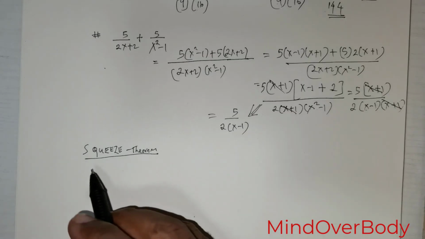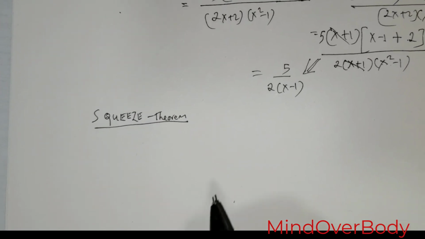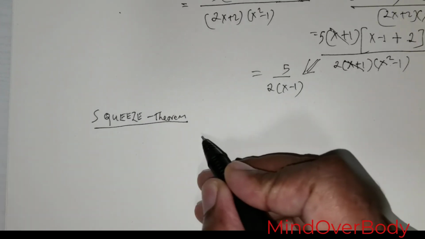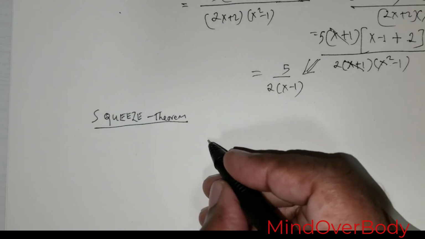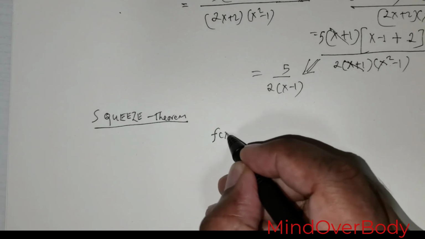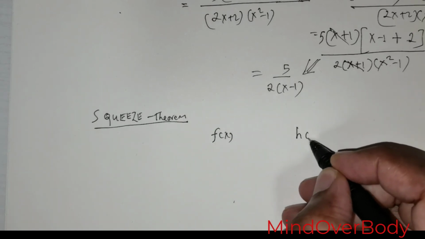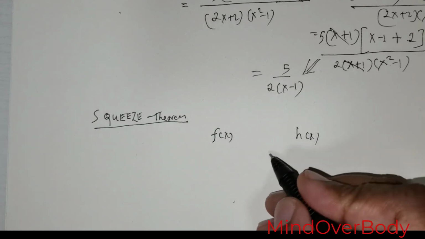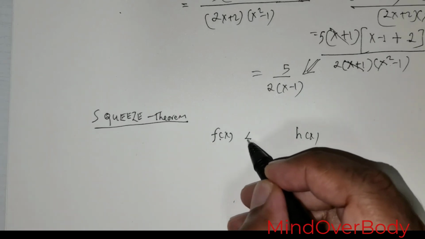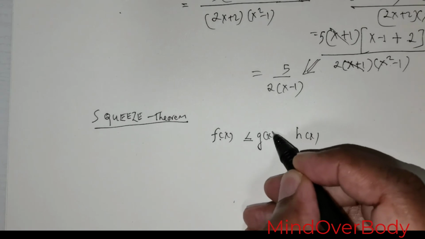Welcome, students. In this class we will understand the squeeze theorem. The squeeze theorem is also called the sandwich theorem. Now the explanation of this theorem is as follows. Imagine you have a function, say f(x), and another function, say h(x), and between f(x) and h(x) you have a third function, say g(x).